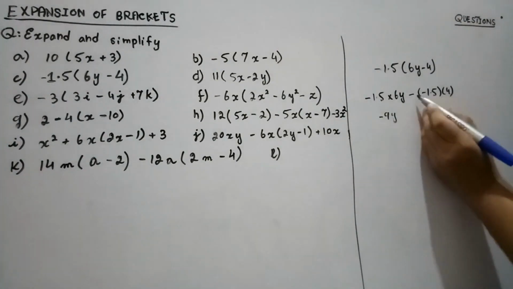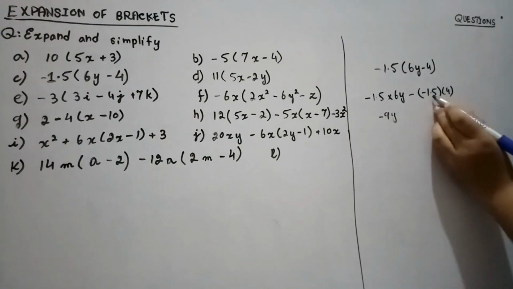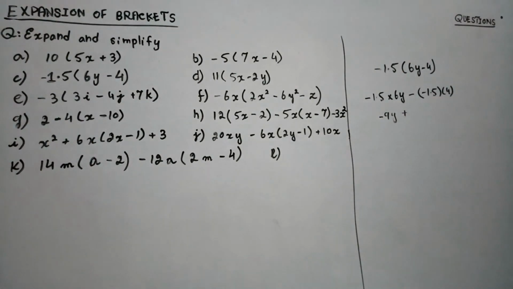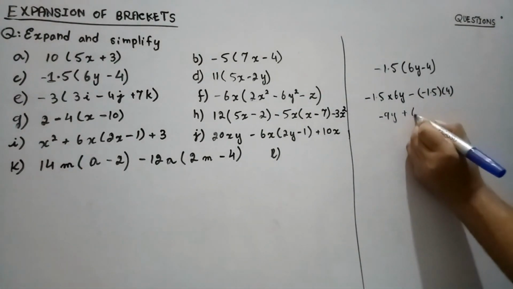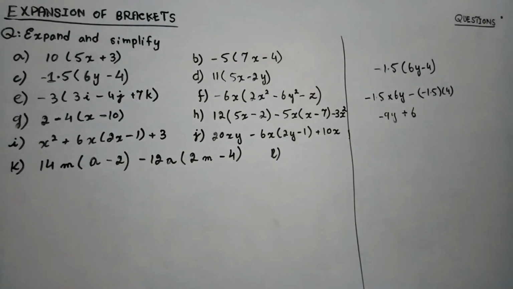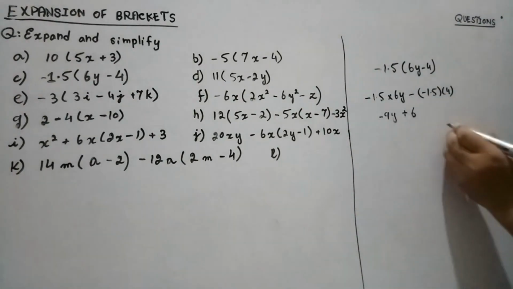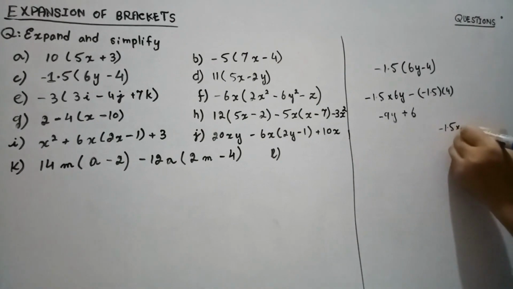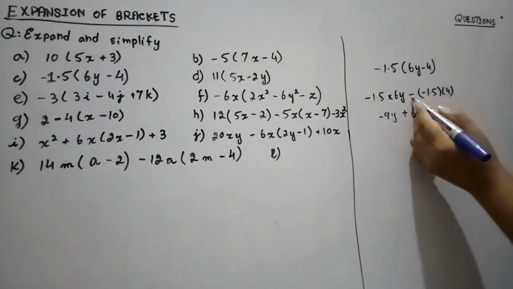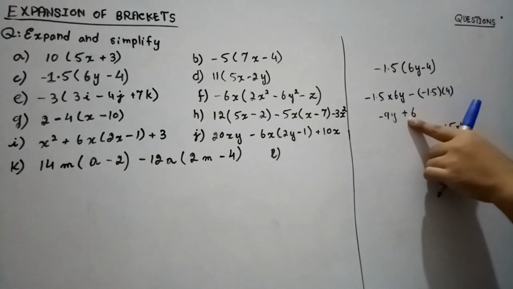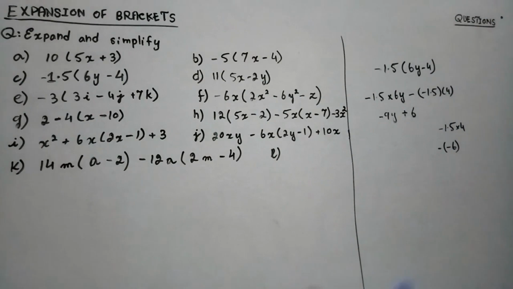Now you can see here we have minus and minus. Minus minus will be equal to plus, and 1.5 multiplied by 4 will be equal to 6. Or if we multiply this negative 1.5 by 4 first, it will be negative 6, and this negative sign as it is, so minus minus will be equal to plus. Clear? I hope you are getting this because it is easy.